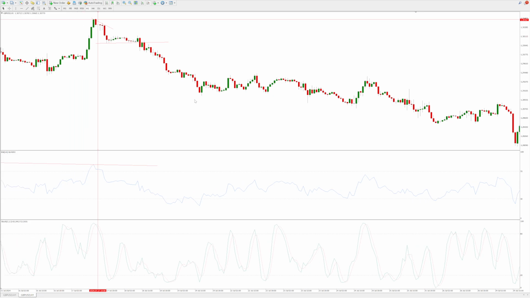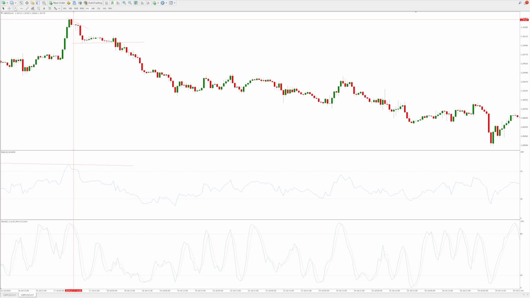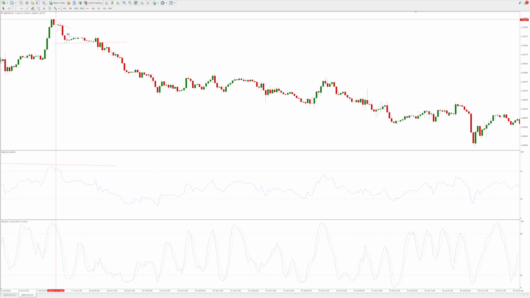You can use the stochastic to enter. So we've established a trend and now you can use the stochastic crossing over in or around the extremely overbought zone for potential entries. So there would have been an entry there. You can see another good entry there, another good entry. Good thing about this one is you've got your lower highs.